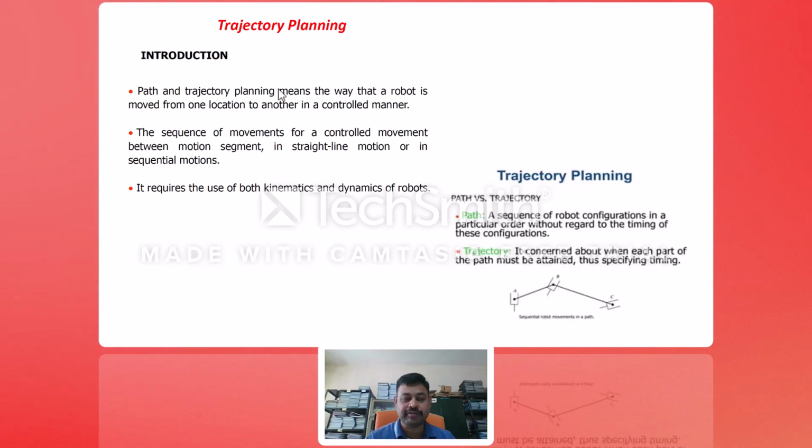Now we need to understand the difference between path planning and trajectory planning. Path versus trajectory planning: a path is a sequence of robot configurations in a particular order without regard to the timing of these configurations. So in path planning, we are not bothering about the timing. This is the important thing we need to understand. A trajectory is connected with timing. Trajectory is concerned with when each part of the path must be attained, thus specifying timing. So timing is important; trajectory is time based, and path is not time based.